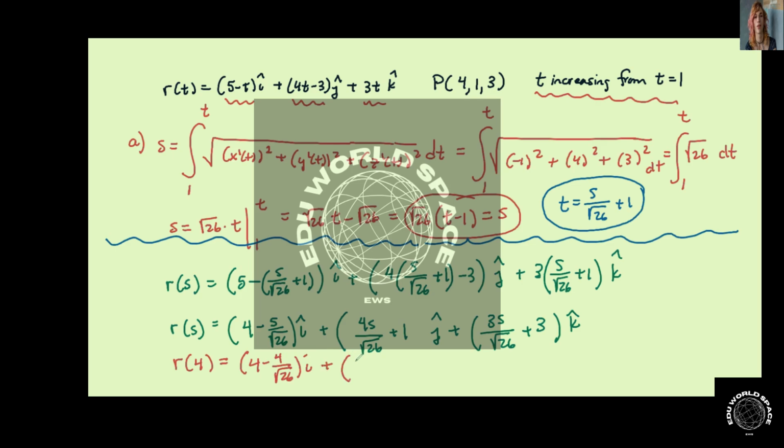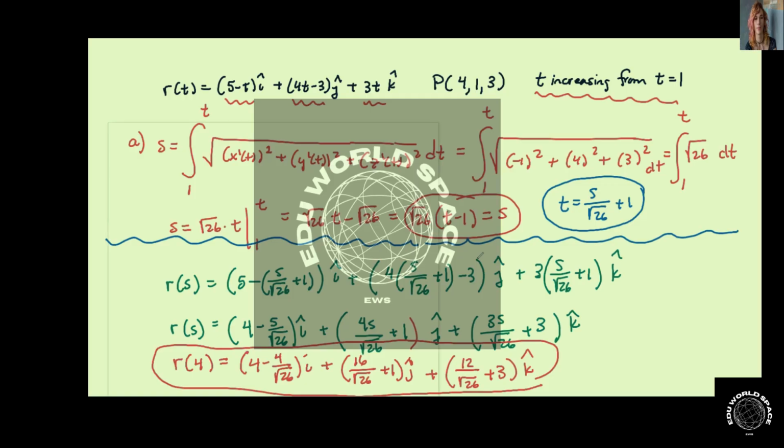So then this will be 16 over root 26 plus 1, parenthesis, j hat. And let's see if I can move this out of the way. Okay, so for some reason my board is having troubles. Okay, and then plus, I'm plugging in a 4, so 12 over square root of 26 plus 3, and I think I've got it now. So that then is our vector. Well, we've moved 4 units along the arc length.